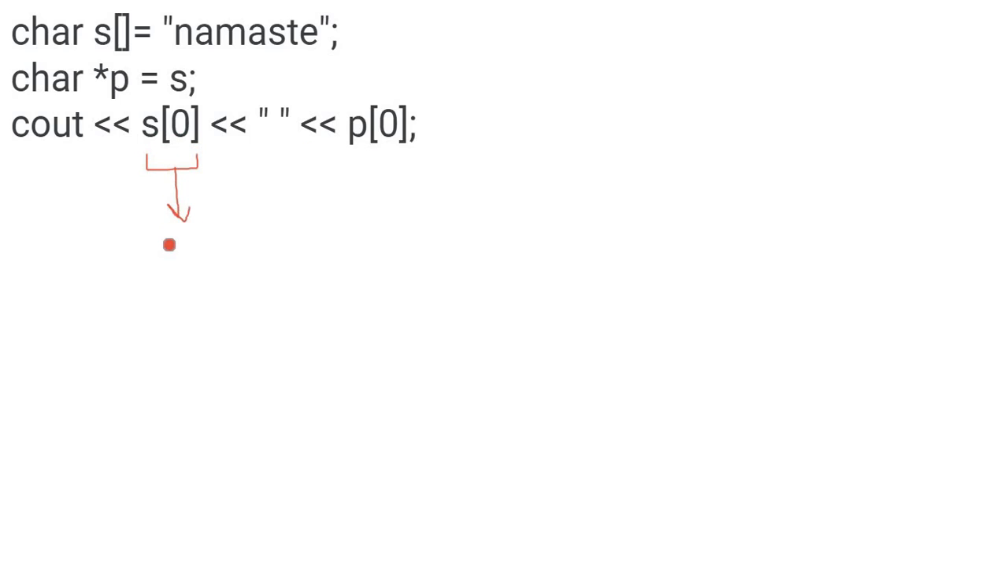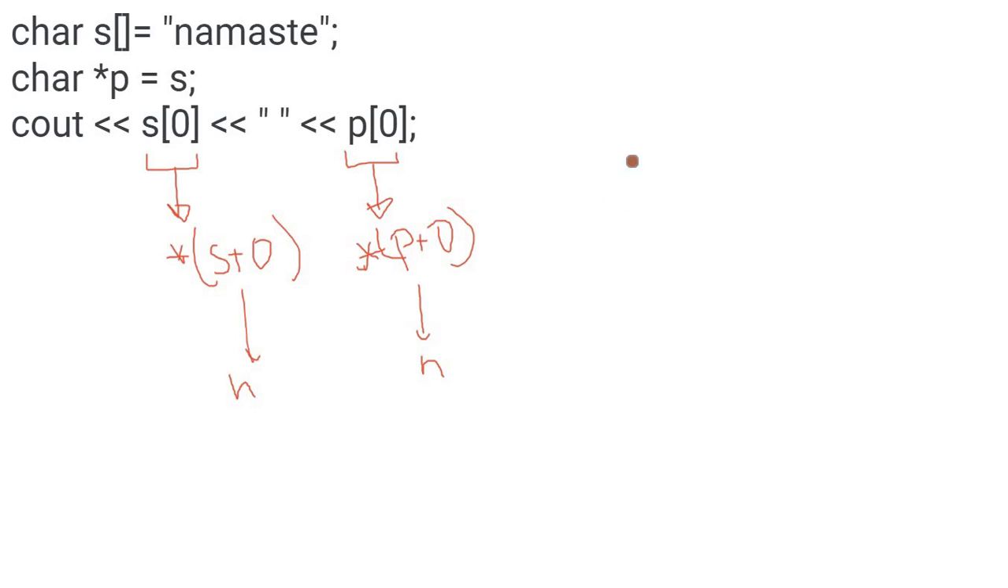We know how this is actually interpreted by the compiler. The compiler converts it into star of s plus 0. Similarly, the compiler will also convert this into p plus 0 and then dereference it. So the output for this would be n, and the output for this would be n as well. So the output would be n with a space in between. This space, so this is the output.